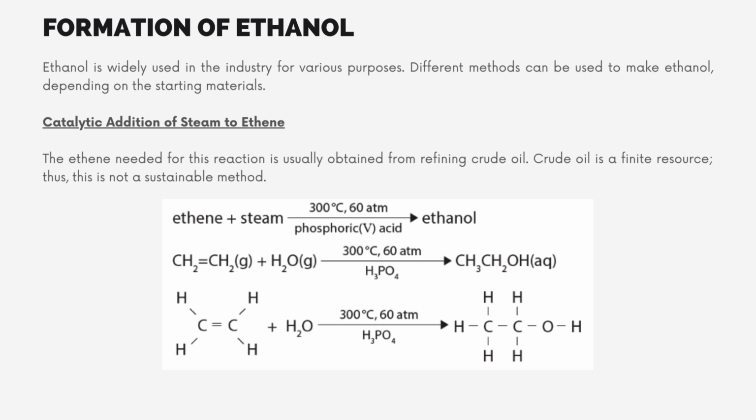After learning about the reactions of alcohols, now let's learn about the formation of alcohols, particularly the formation of ethanol. You will be learning 2 methods to form ethanol. Firstly, we can form ethanol by the catalytic addition of steam to ethene. In this reaction, ethene reacts with steam to form ethanol at 300 degrees Celsius, 60 atm, and phosphoric acid as catalyst. This method is not a sustainable method as ethene is obtained from crude oil, which is a finite resource.